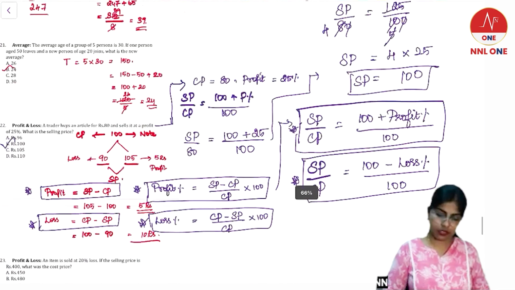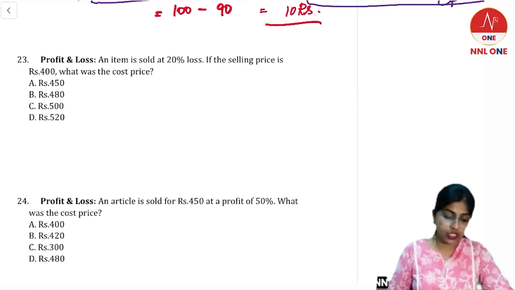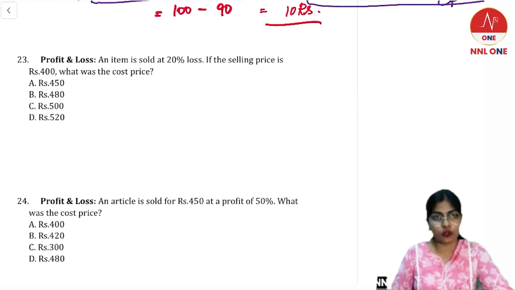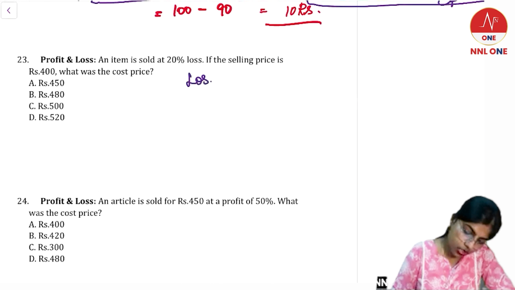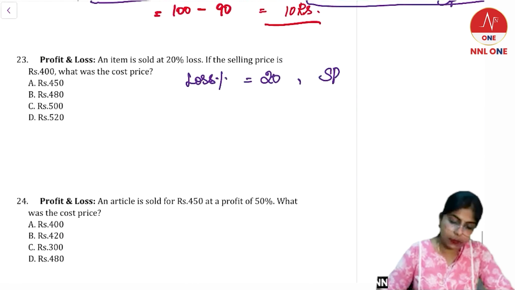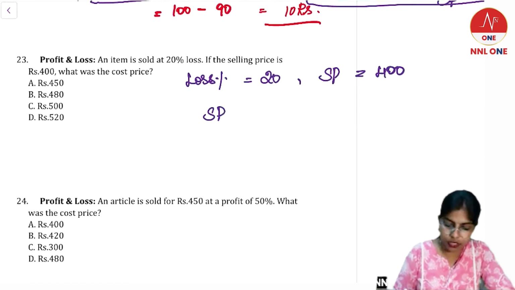Okay. So the next, an item is sold at 20% loss. If the selling price is rupees 400, what was the cost price? So here our target is to find the cost price. So an item is sold at 20% loss. So the loss percentage is 20. And the selling price is already given directly. If the selling price is 400, what is the cost price? So what is the formula? Selling price by cost price for loss.